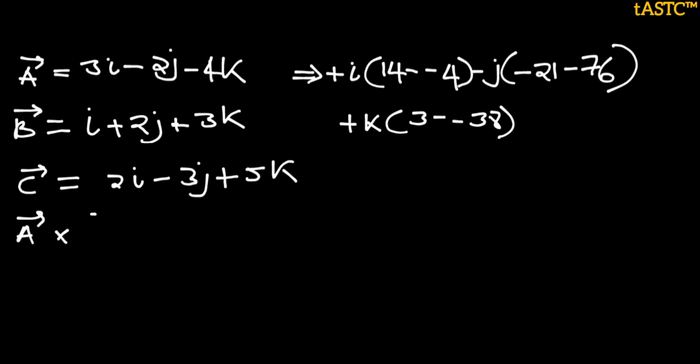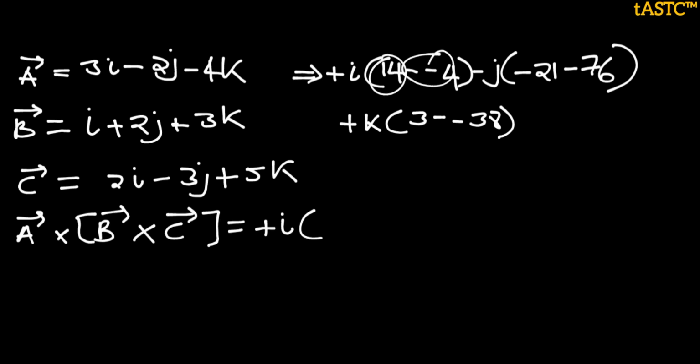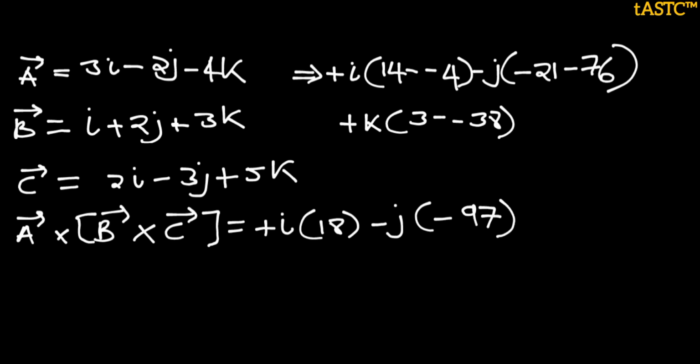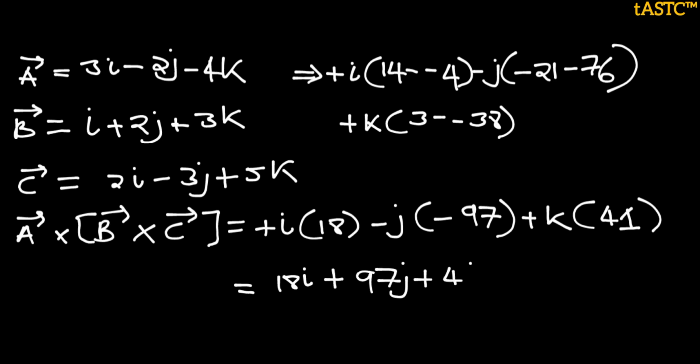So vector A cross vector B cross vector C will be equal to plus i multiplied by 14 plus 4. Now that should give us 18. Minus j multiplied by negative 21 minus 76. That is going to give us 97, minus 97. For k, that will be 3 plus 38, which will be 41. So the answer here is 18i plus 97j plus 41k.